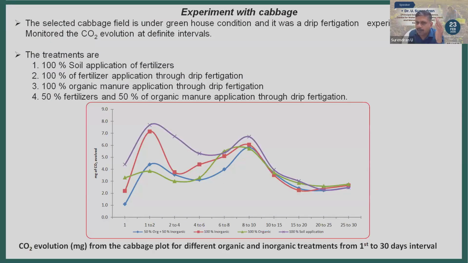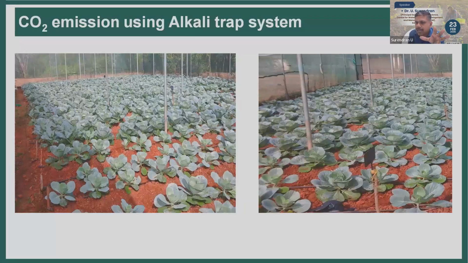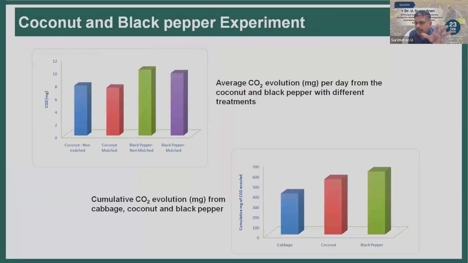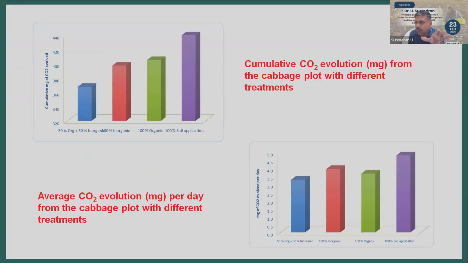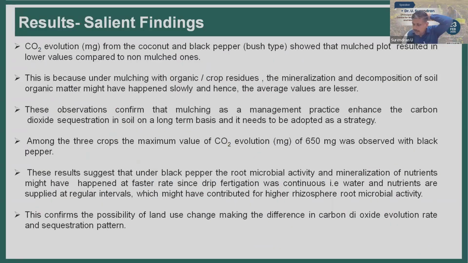Which means that enough mitigation strategies have to be adapted if the temperature is increasing. That is what we tried with different techniques like drip fertigation, different quantities of manure and fertilizer applications in different combinations, and found how this can be controlled under different management practices. There are positive, significant responses when you go with these kinds of management strategies, which confirms that land use change as well as management practices strongly influence your carbon dioxide emission rate as well as the sequestration pattern.